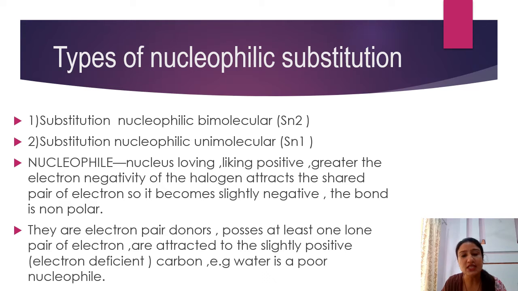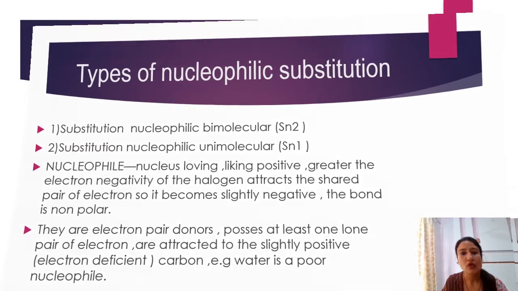A nucleophile is a nucleus-loving species, a species that likes positive charge. The greater the electronegativity of the halogen, the more it attracts the shared pair of electrons, so it becomes slightly negative. Nucleophiles are electron pair donors, possessing at least one lone pair of electrons, and are attracted to slightly positive, electron deficient species, such as a slightly positive carbon. Water is an example of a poor nucleophile.